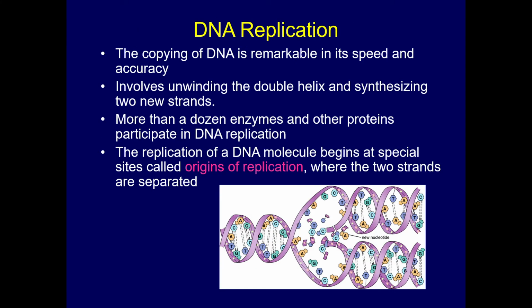The copying of DNA is pretty remarkable because it's quick and accurate. It involves unwinding this double helix and synthesizing 2 new strands. There are more than a dozen enzymes and other proteins that participate in this process. The replication of DNA begins at special sites called the origins of replication, and that's where those 2 strands will be separated.